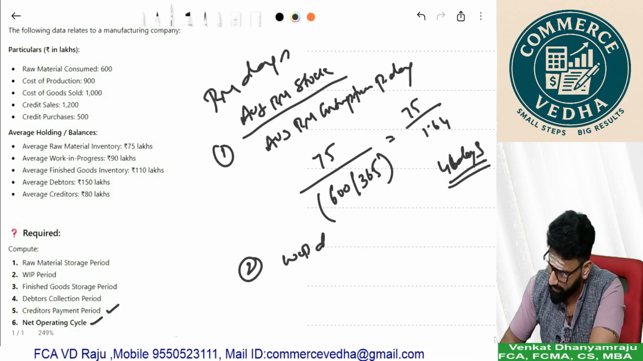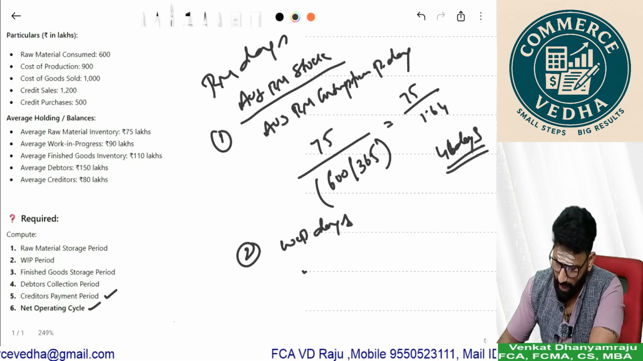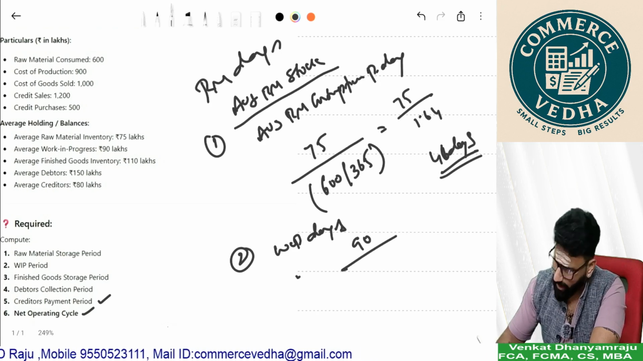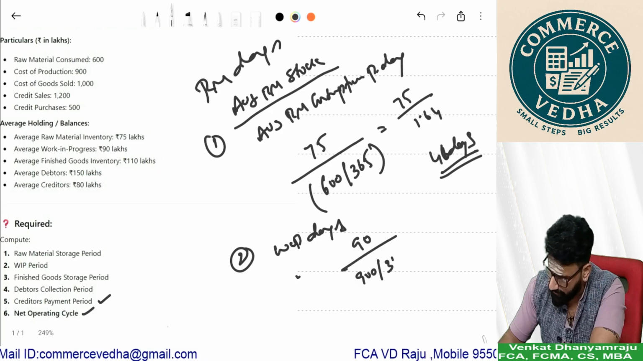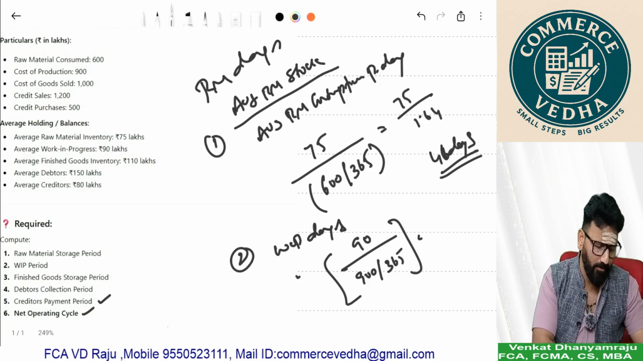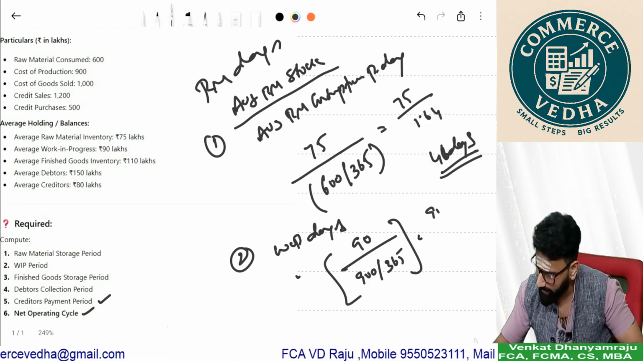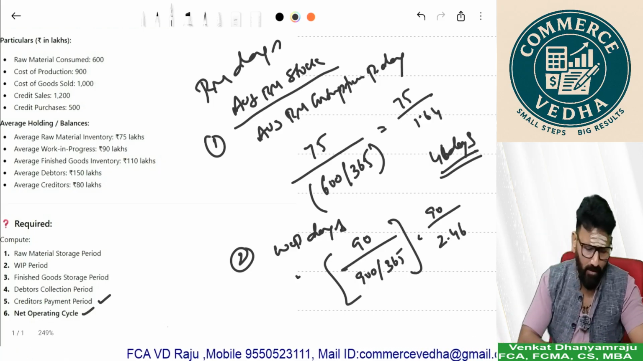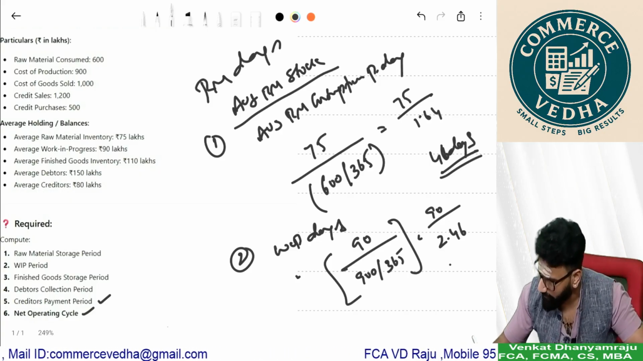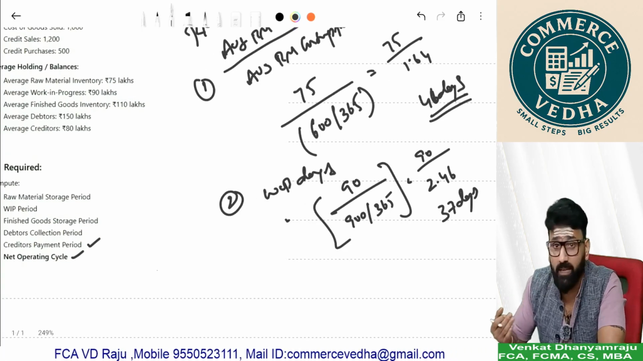This is raw material days. Now we'll do work in progress days. Average work in progress stock is 90 lakhs divided by cost of production per day, 900 by 365. So 900 by 365 is 2.46. So it is 90 divided by 2.46. I'll get 36.5 days. I'll take it as 37 days. So work in progress days are 37 days.